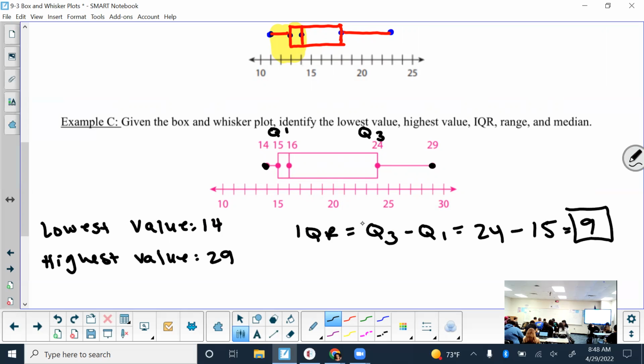9 is correct. All right, next, the range. We haven't found the range yet today. What's the formula for that? Good. So what's my maximum? What's my minimum? What's 29 minus 14? 15. Good.